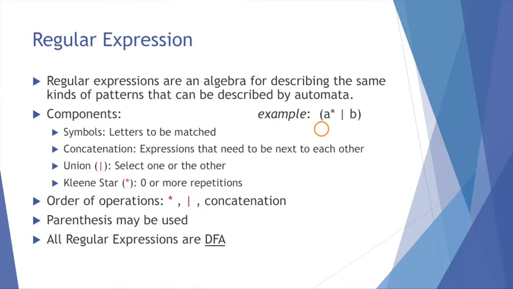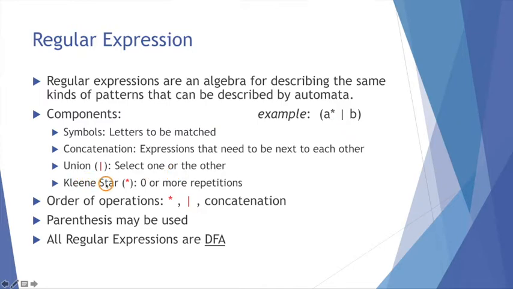So regular expressions are just like algebra. They describe the same kinds of patterns that can be read by automata. They have a couple of components. The first one is a symbol. In this case, we have A and B. The second one is concatenation. That means the symbols have to be next to each other. And we have the union, which is the vertical bar. It means or in this case.